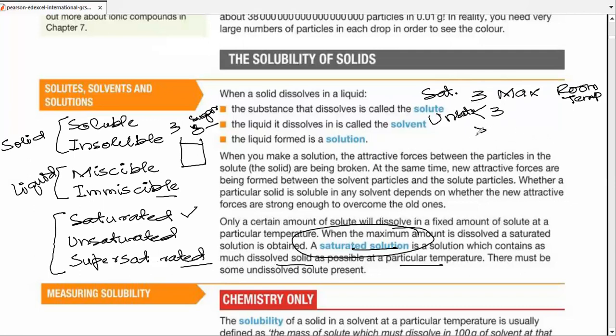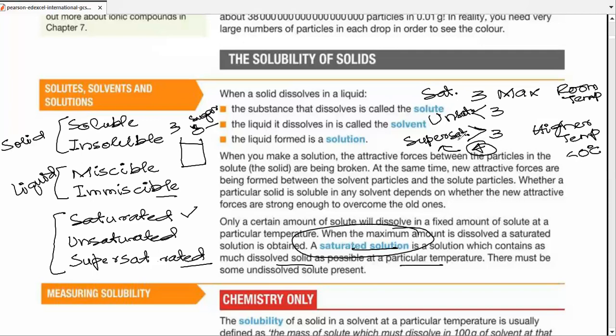And anything that is more than 3, let's say we tried to dissolve 4 tablespoons of sugar or 5 tablespoons of sugar, that would happen at a higher temperature. Remember, that always happens at a higher temperature. So we dissolved it probably at 60 degrees centigrade. We were able to dissolve 4 spoons. That would be supersaturated then. Supersaturated solutions are always at higher than room temperature.